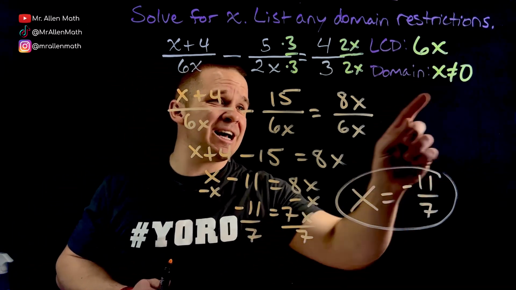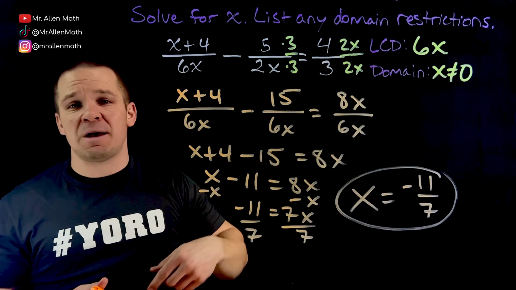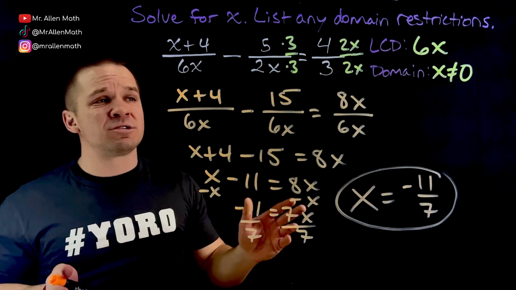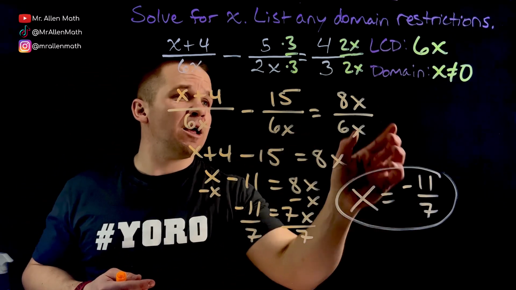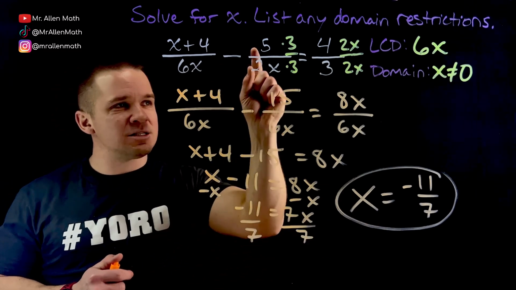The great thing is it's not my domain restriction. If I got x equals 0 here, I'd have to cross it out and say it's extraneous, no solution at all. But it doesn't equal or match my domain restriction, so we're good to go.